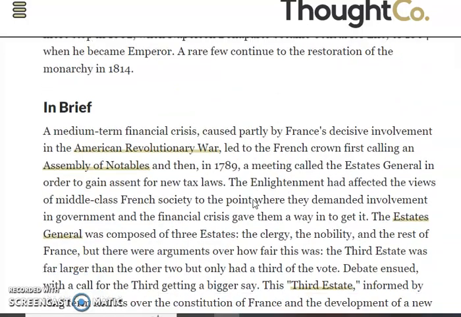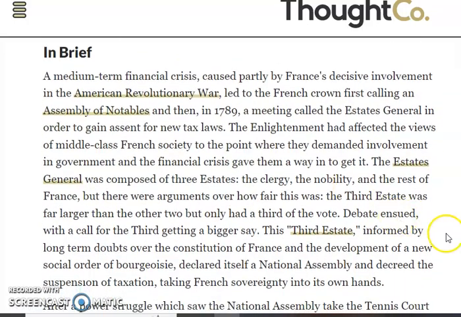In brief, a medium-term financial crisis caused partly by France's decisive involvement in the American Revolutionary War led to the French crown first calling an Assembly of Notables, and then, in 1789, a meeting called the Estates General, in order to gain assent for new tax laws. They needed more money. The Enlightenment had affected the views of middle-class French society to the point where they demanded involvement in government, and the financial crisis gave them a way in to get it.